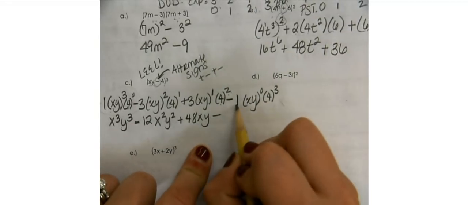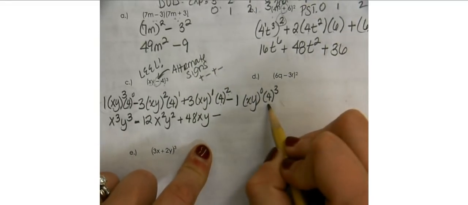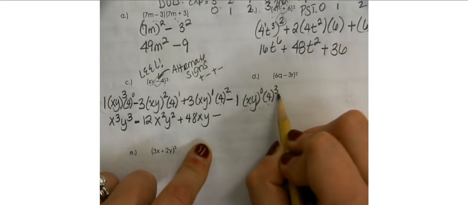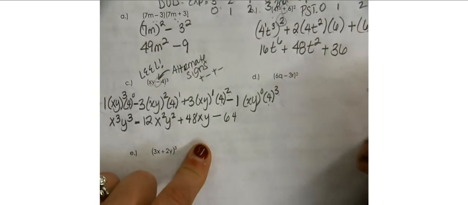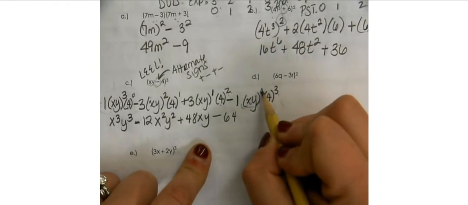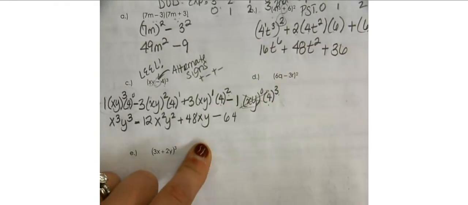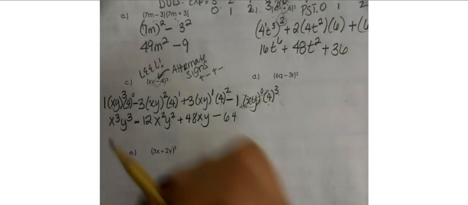Minus, taking care of my numbers, I have 1 times 4 to the third. 4 to the third power is 64. So I'm going to write down the number 64. And any quantity to the 0 power is just 1, so that term would cancel away. And this is your answer.